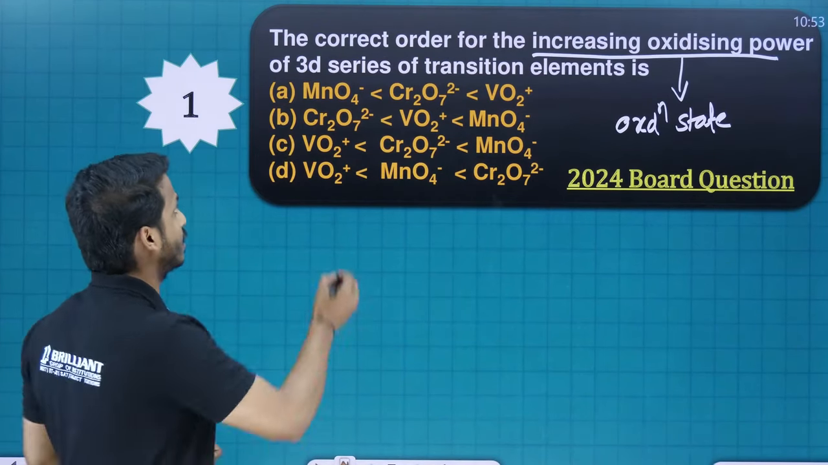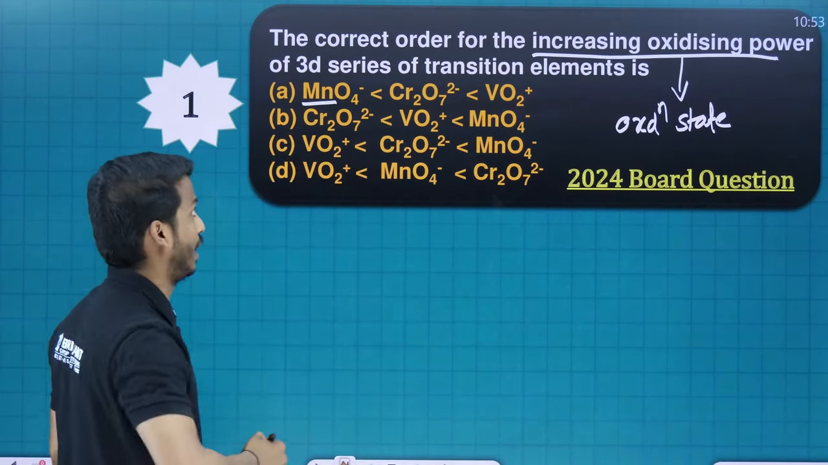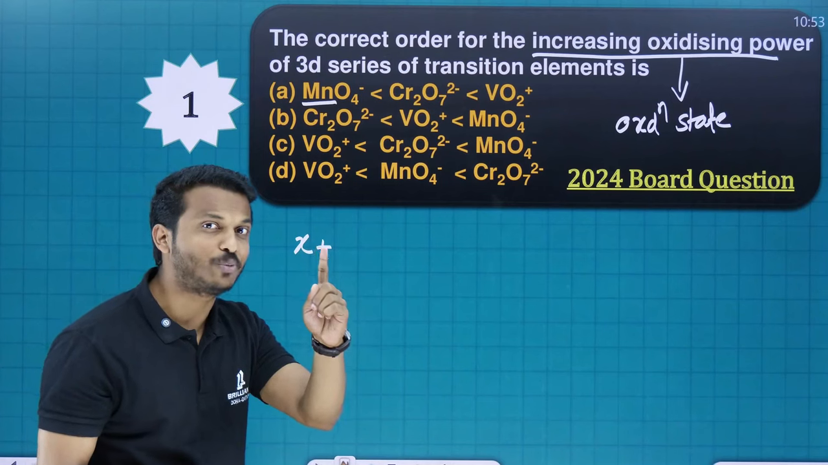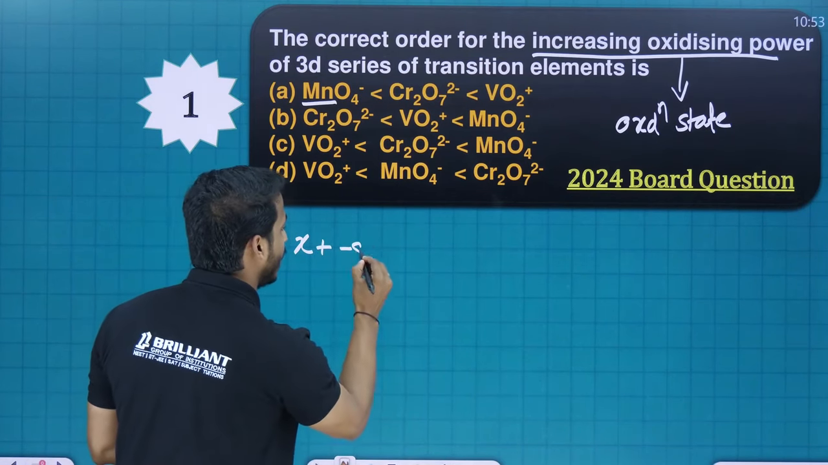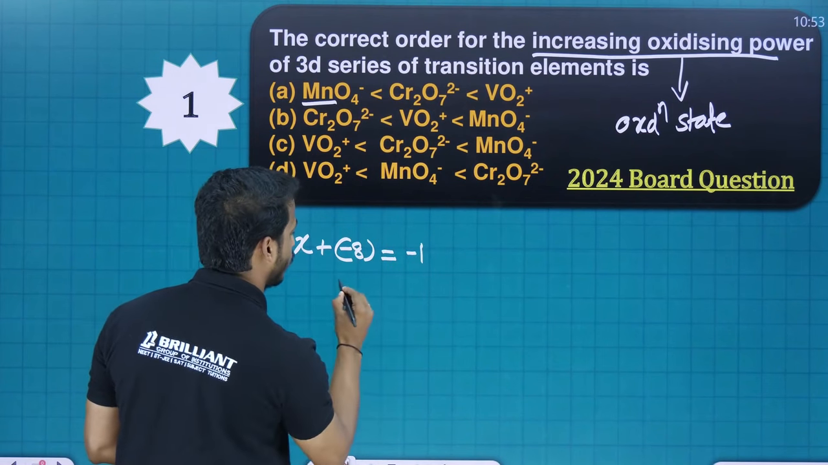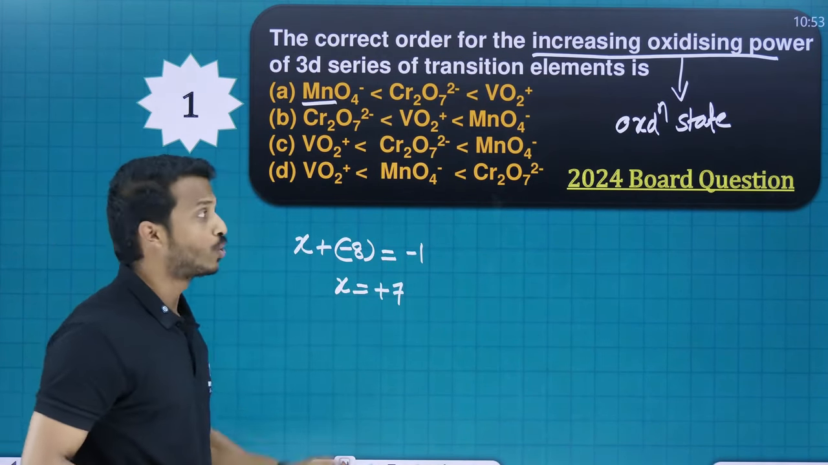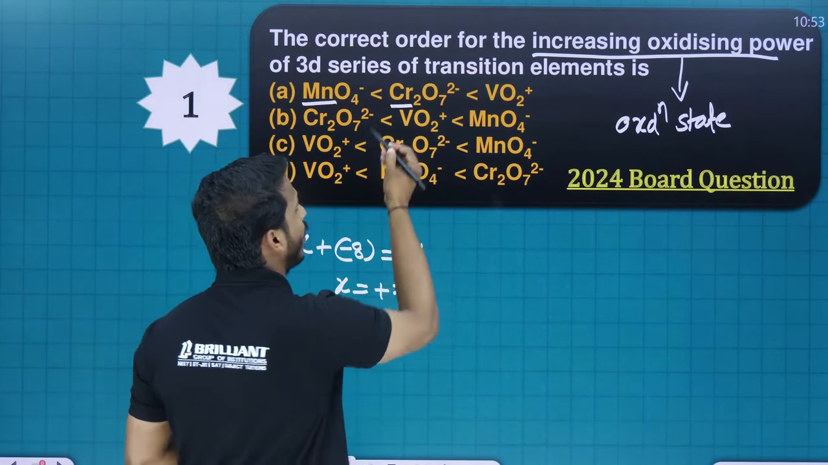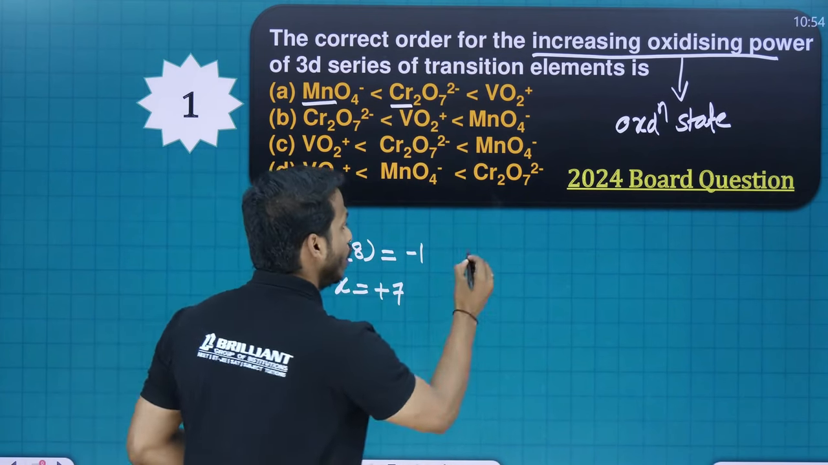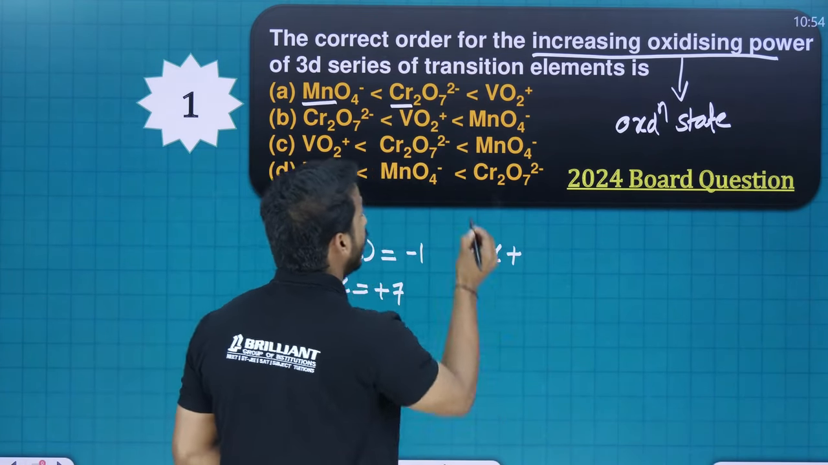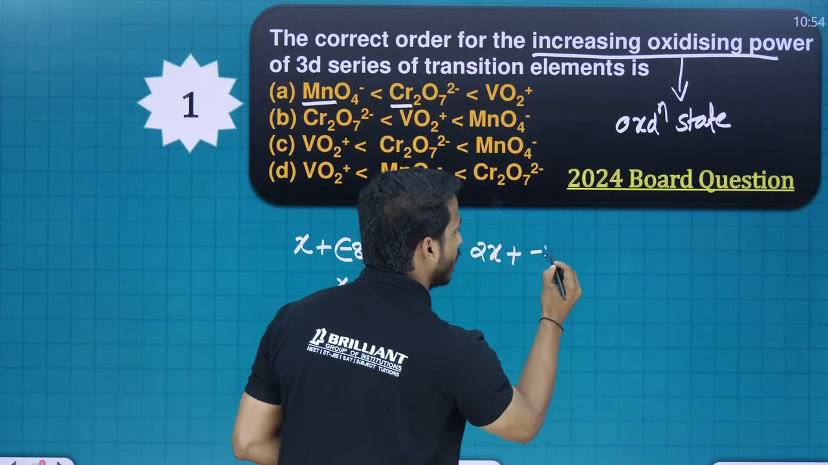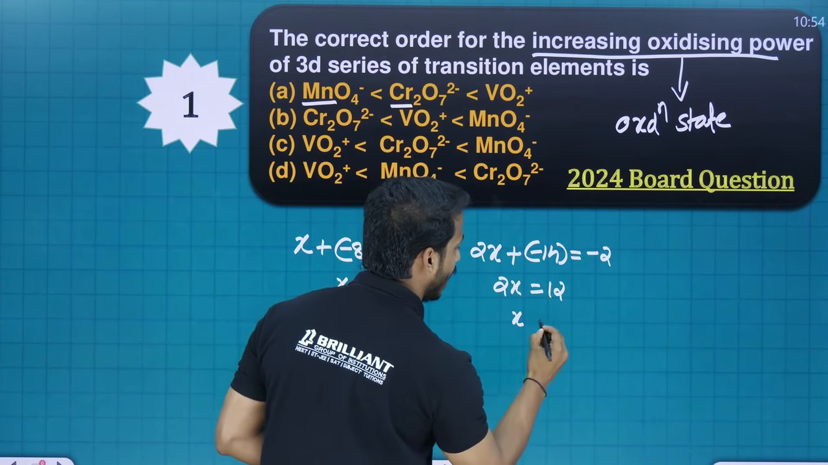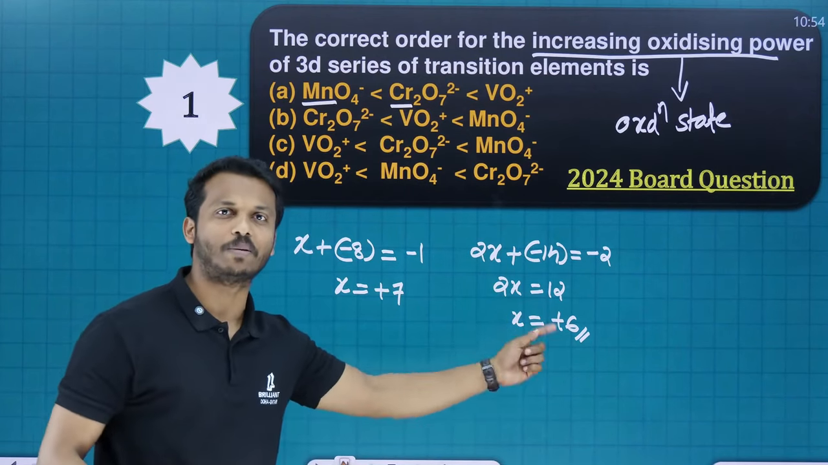So MnO4 minus, let me calculate, what is the oxidation state of Mn? Mn we don't know directly, let me take it as X. One oxygen charge we know is -2, so 4 oxygen charge is -8 and overall charge is -1. X equals what? +7. So in MnO4 minus, Mn is +7. Next, Cr2O7 2 minus. What is the charge of 1 chromium? 2 chromium is there, therefore 2x. 1 oxygen is -2, so 7 oxygen is -14 and overall charge is -2. So 2x equals 12 and x equals +6. Here chromium is +6.